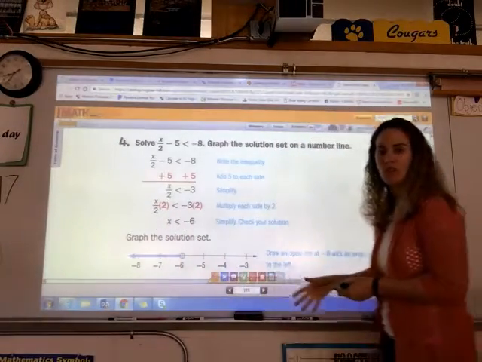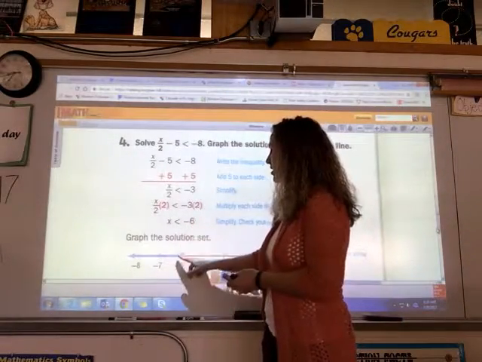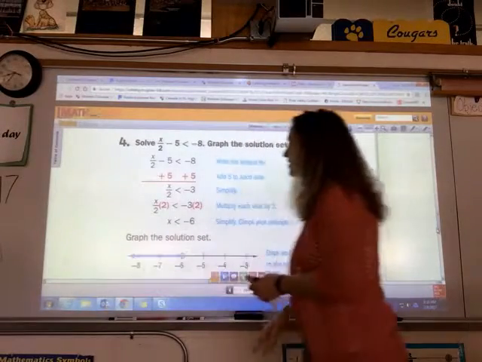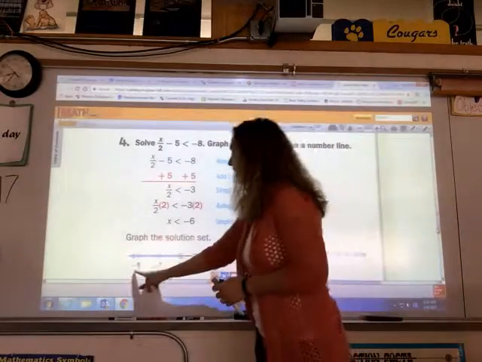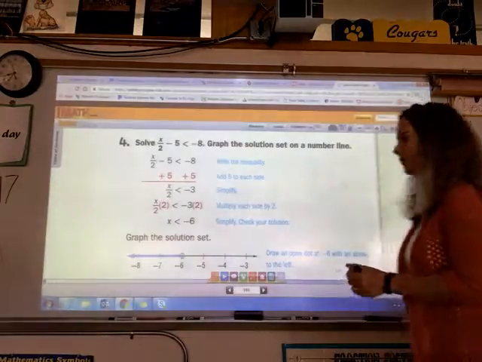Then moving on and looking at the graphing aspect of it, x is less than negative 6, so I'm going to have an open circle on negative 6, and I'm talking about numbers that are less than, so I'm graphing it to the left. Now, just to check it, is negative 8 less than negative 6? Yes, it is, so I know it's graphed correctly.